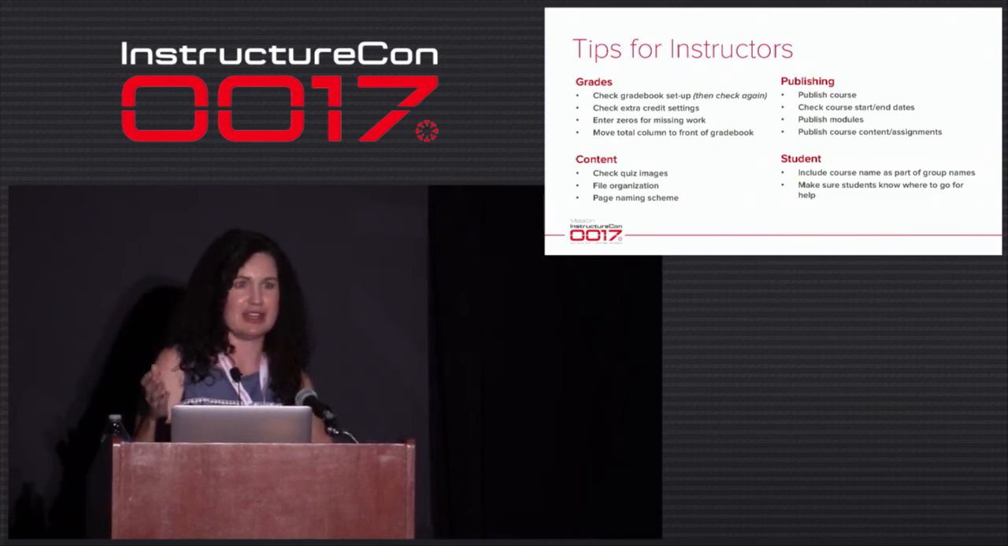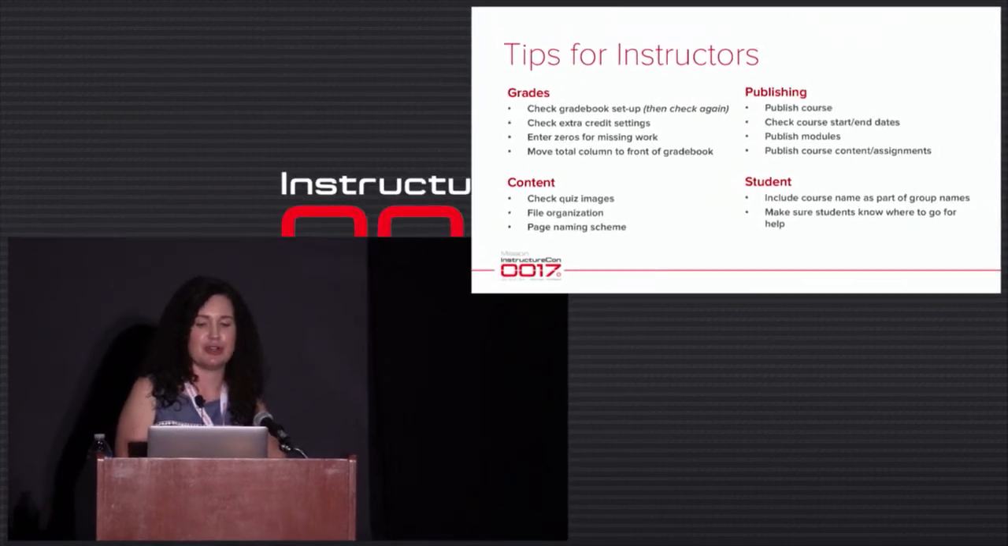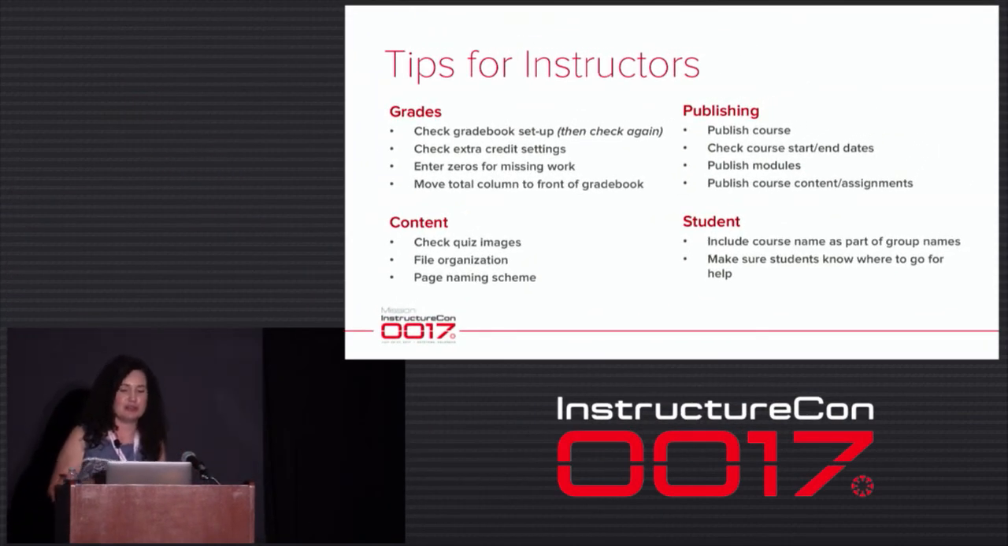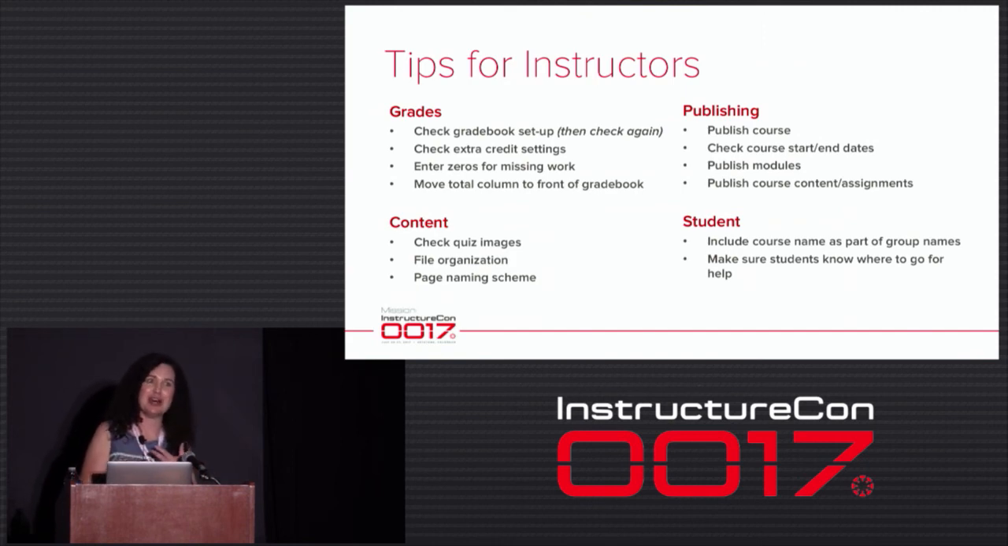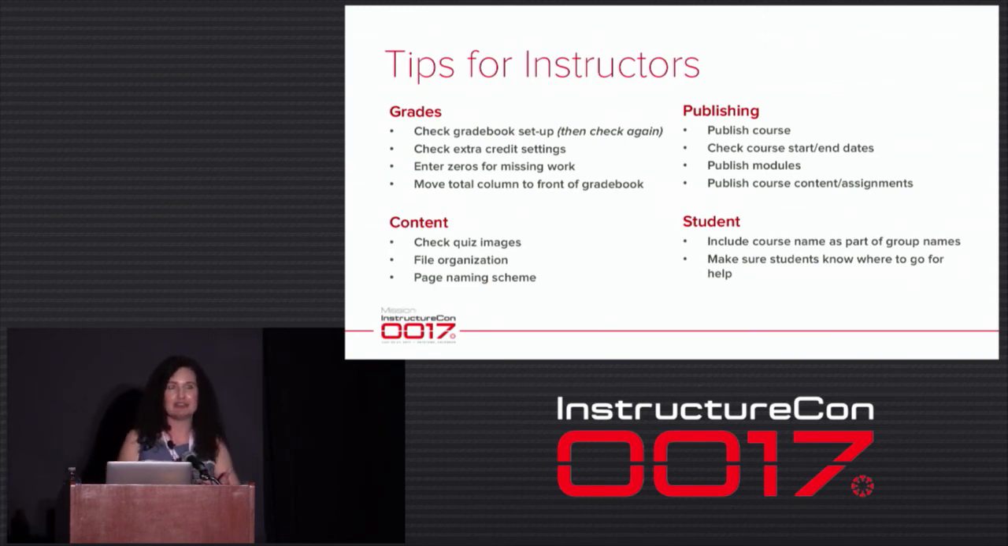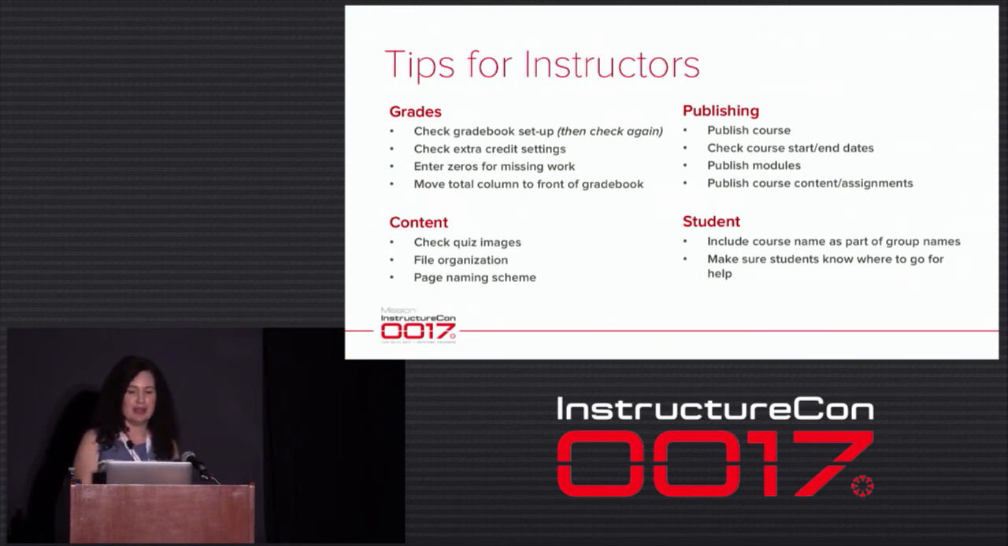Page naming schemes, and that sounds silly again too, but when you're looking through 1 million pages, or like me, I probably have 200 pages, you want to make sure you can find the page that you're looking for. Publishing can get really confusing as well. You just want to make sure, when you're publishing your course, that you check everything is published the way you want it. So is your course published? Do you have the modules published? Do you have the content within the modules published, or are they published but not the module? It can get confusing, so just make sure you're watching.